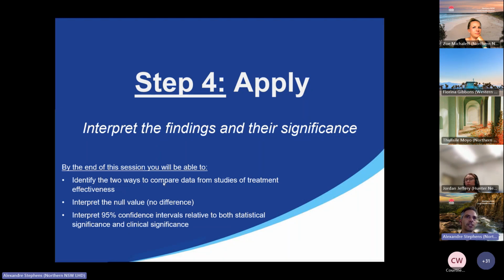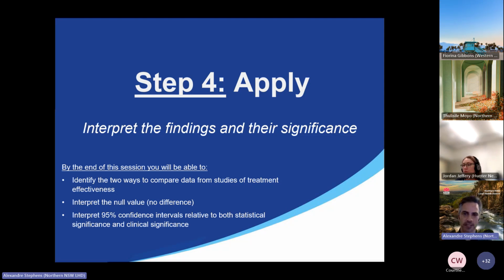So by the end of the session, you'll be able to identify the 2 main ways to compare data from studies of treatment effectiveness, be able to interpret something called the null value, which is the point or the value which represents no difference between study groups in whatever outcome is being used in that particular study. And also interpret something called the 95% confidence interval relative to both statistical significance and clinical significance. So one of the main take-home messages from today will be this confidence interval. I'll talk about it a lot, and it's probably the critical feature.